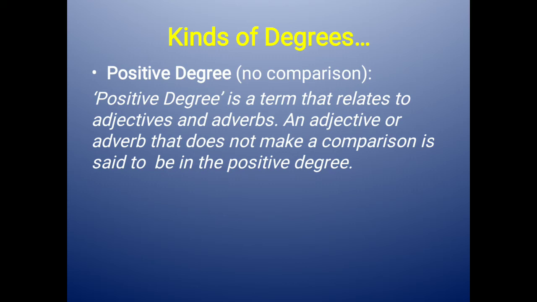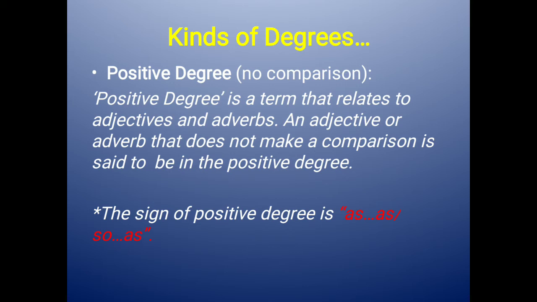And how to recognize the positive degree? Let's see. The sign of positive degree is as or so as. You know it very well that the sign of positive degree is as. It means you will get the adjective or adverb in between as or so as, right? So this is the sign through which you can easily identify which degree we have in the given statement.